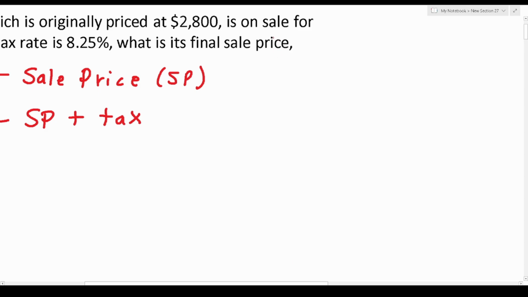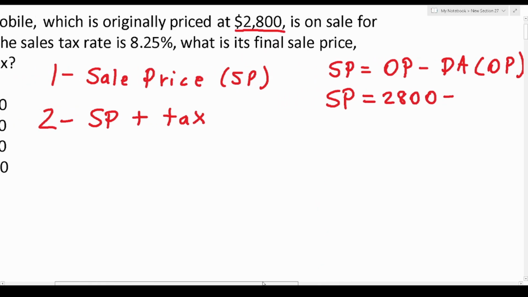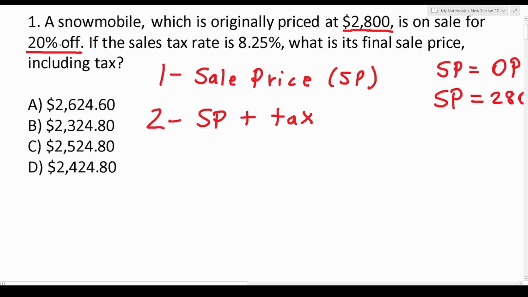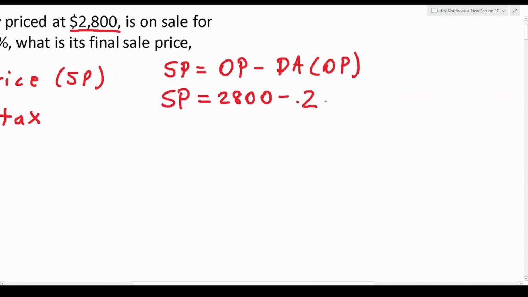Again, sales price is always going to be the original price minus the discount amount times the original price. In this case, we're trying to figure out what the sales price is. We know what the original price is. It's $2,800, so that's going to be $2,800. According to the problem, the discount amount is 20%, and on the ASVAB, you're always going to write percents as decimals, so that's the same as 0.2. Again, the discount amount is 20%, and we're going to multiply that by the original price.